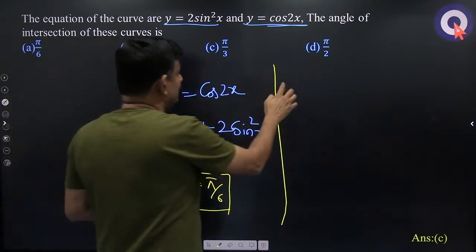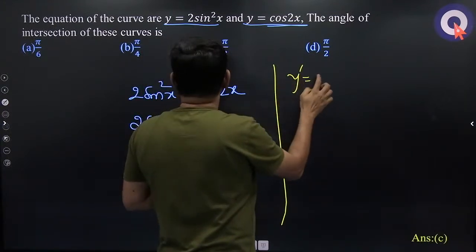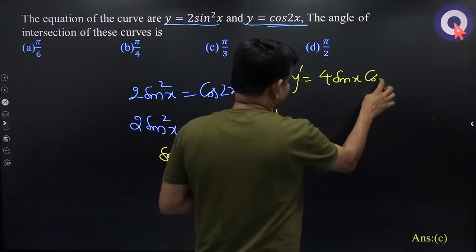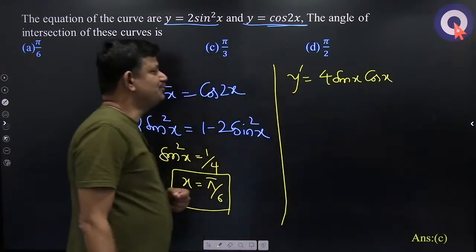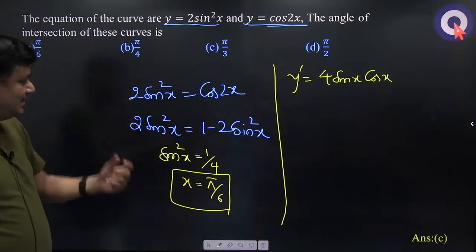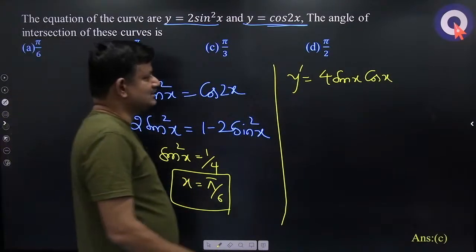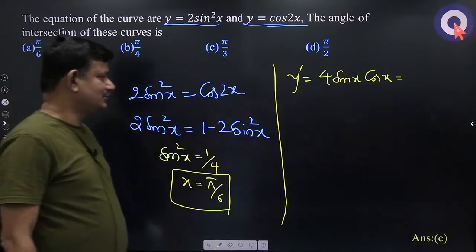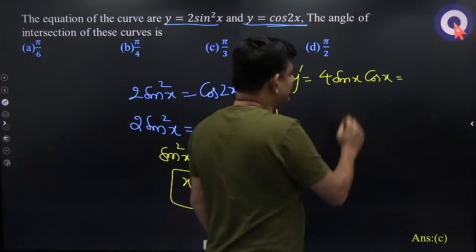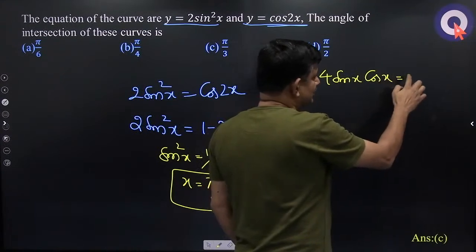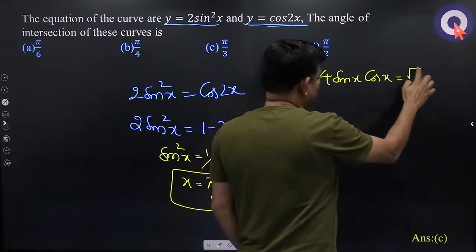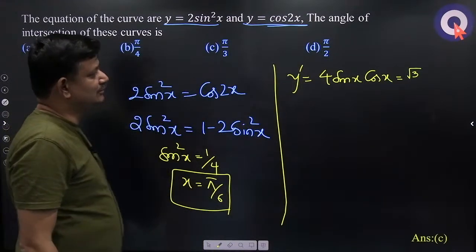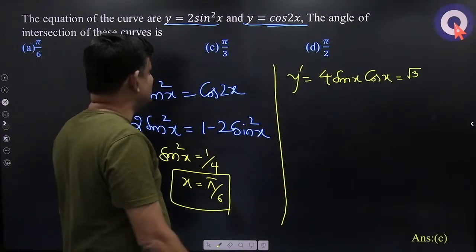So find dy by dx for the first curve. y dash is equal to 4 sin x cos x. At which point are we finding y dash? At x is equal to pi by 6. Substitute x is equal to pi by 6. What will be the slope of the first curve? Sin pi by 6 is 1 by 2. Cos pi by 6 is root 3 by 2. So root 3 by 2 into 1 by 2 into 4 is root 3. So this is the slope of the tangent for the first curve.